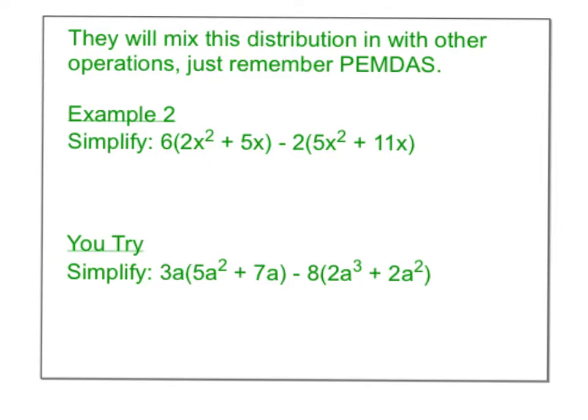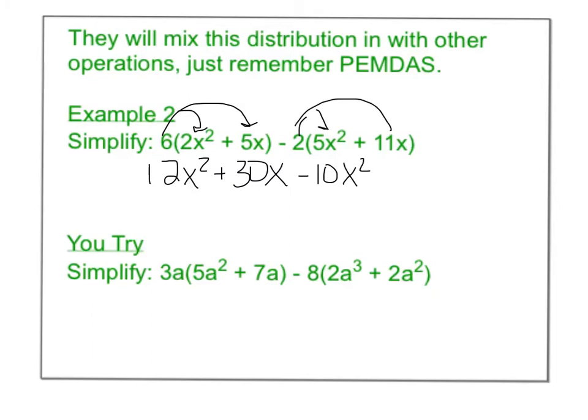Alright, and then we've got your next one. This is just taking what we just talked about on the earlier slide and doing this twice. So we're taking our 6 and you're going to multiply each of those terms by 6. Then you're going to have 12 x squared plus 30x. The next one will be negative 10 x squared minus 22x.